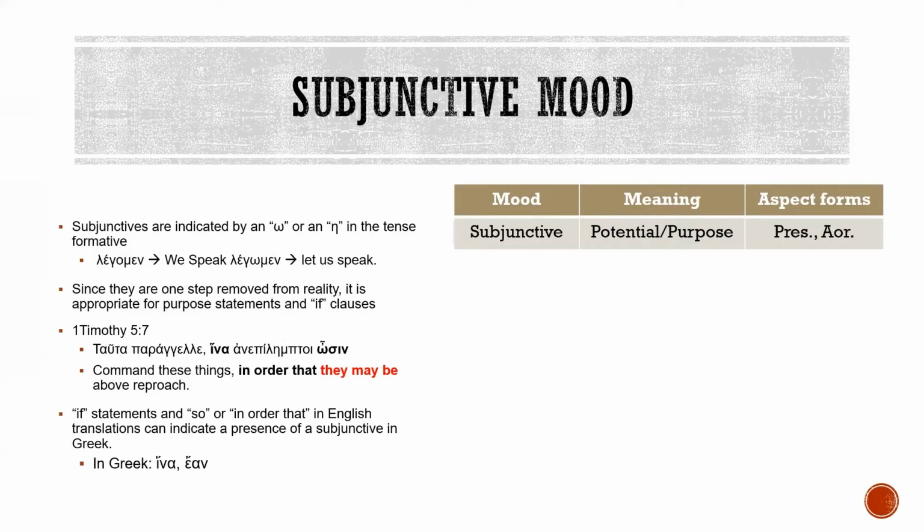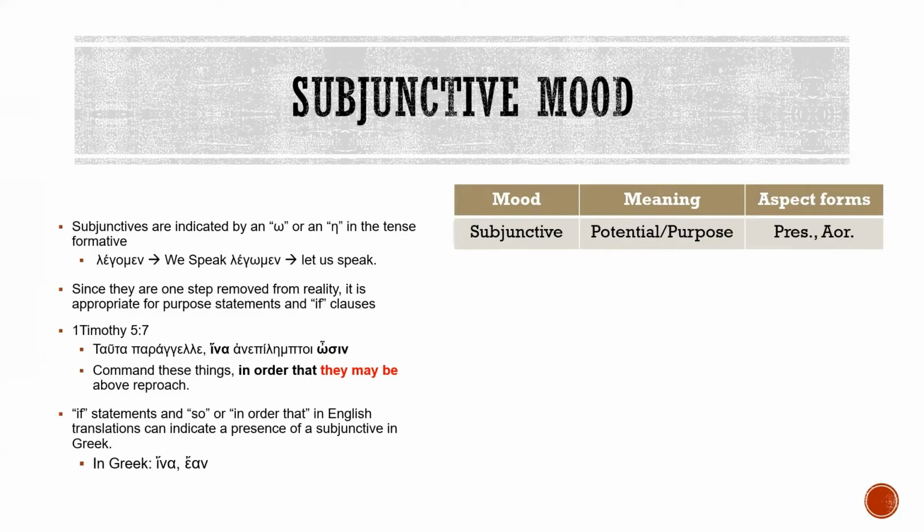In the tense formative, we could see this with the verb legomen, or we speak, "legomen," which is let us speak. Subjunctives, since they describe possibility, are one step removed from reality, so they're commonly found in purpose statements and or if clauses. We see this in 1 Timothy 5:7, when Paul commands "tauta parangelle hina anepilemptoi osin." Command these things in order that they may be above reproach.